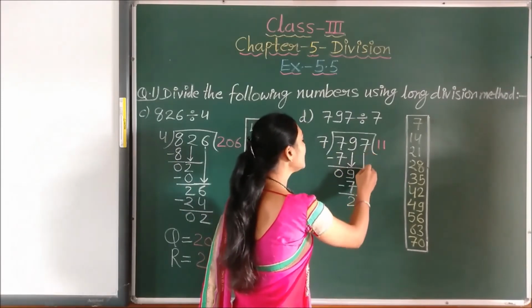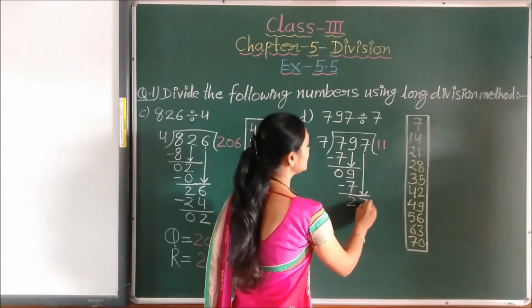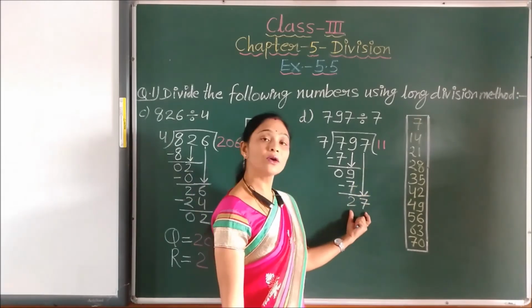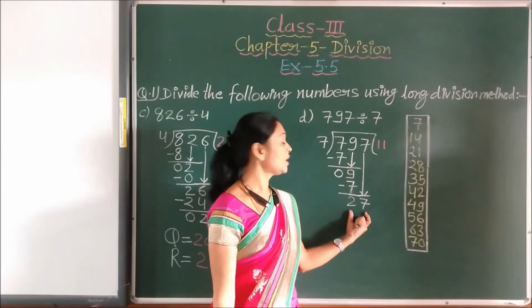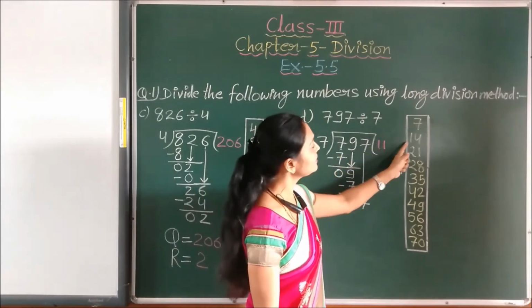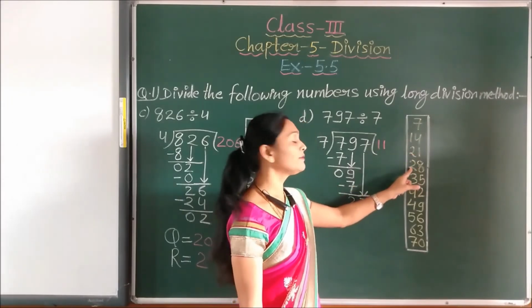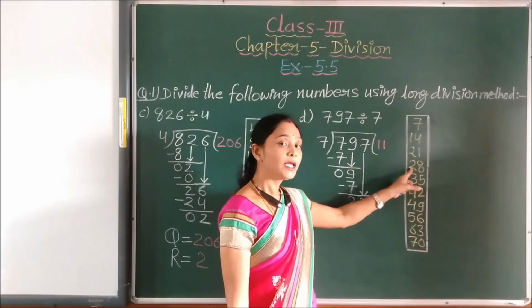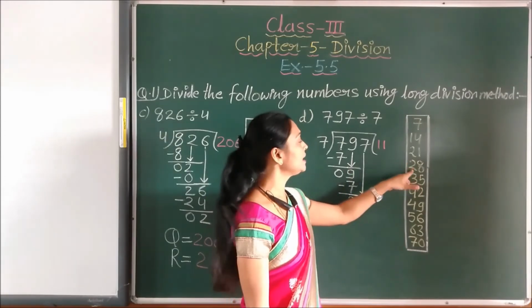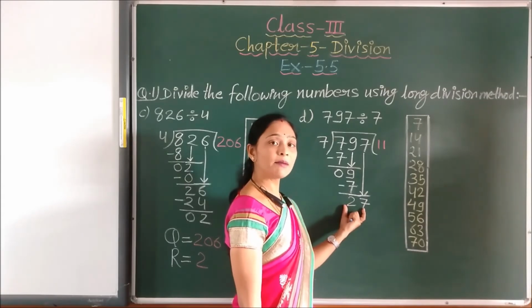Now this 7 we have to carry down. So we will write here 7. So how much did we get? 27. Now for this 27 we have to read this table. 7 ones are 7, 7 twos are 14, 7 threes are 21, and 7 fours are 28. If we read 4 times, 28 is more than 27. Yes, but we have to take the less number only.